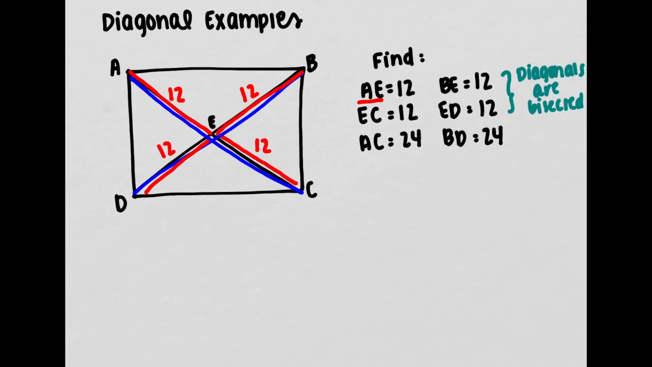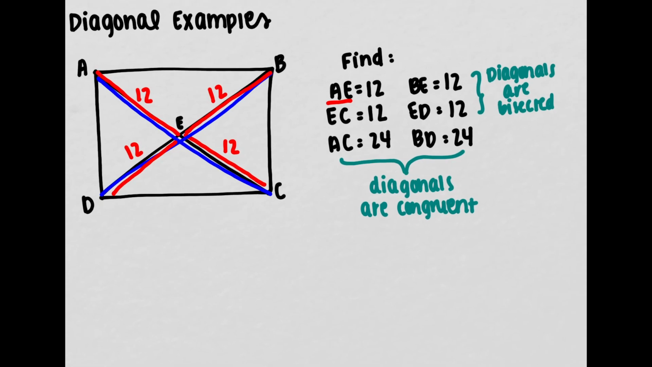And then we have these two, AC and BD, which are our whole diagonals, the full length. This is from our new property that the diagonals are congruent. So because it's a rectangle, the diagonals are congruent or equal, whichever one is easiest for you to remember. So this is just with numbers. You'll have more examples like this.